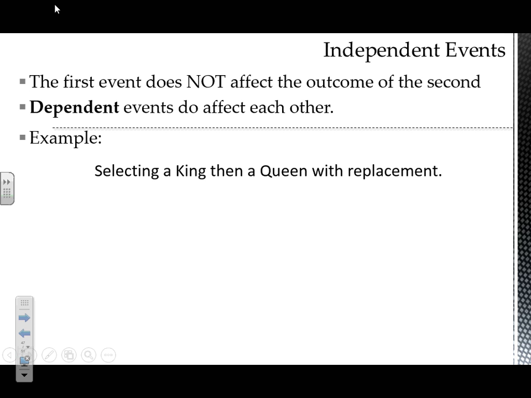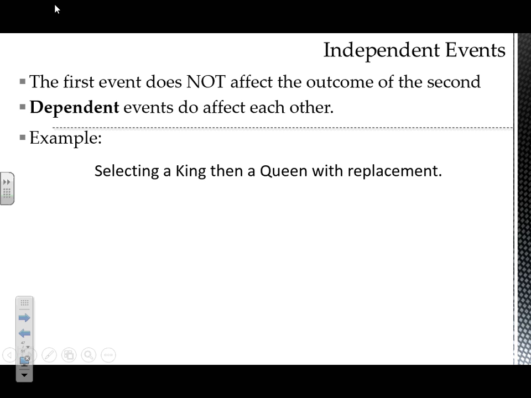So let's say our two events are selecting a king and then selecting a queen with replacement. So I'm going to draw two cards. And I want to know if selecting a king and then selecting a queen with replacement, if those two events are independent or dependent. So knowing that I selected a king first, is that going to change the probability that I select a queen on my second card?